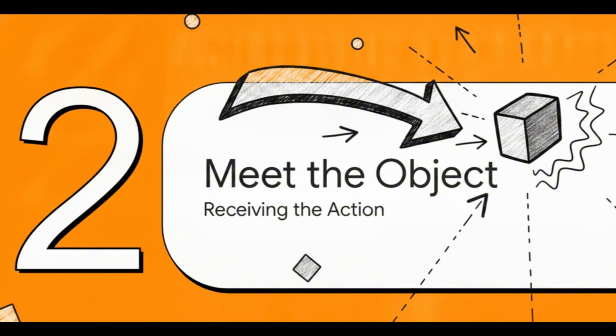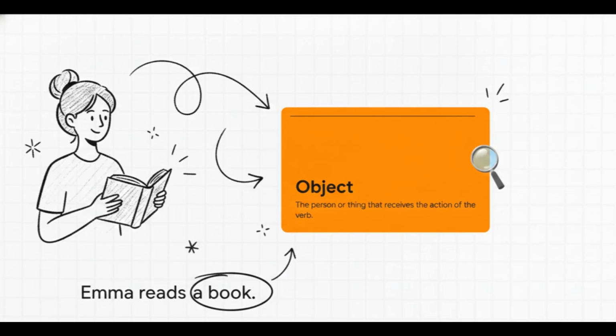Section 2. Meet the object receiving the action. Now, what happens when an action is directed at something else? That's where the object comes in. Simply put, the object is the person or thing that receives the action of the verb. You know, sometimes an action doesn't just happen in a vacuum. It happens to someone or to something.